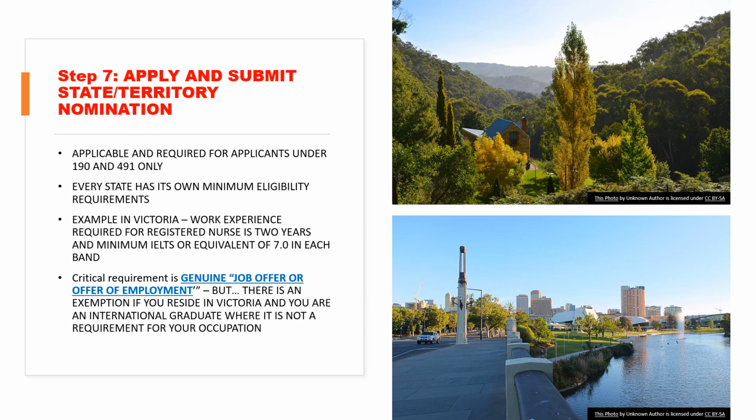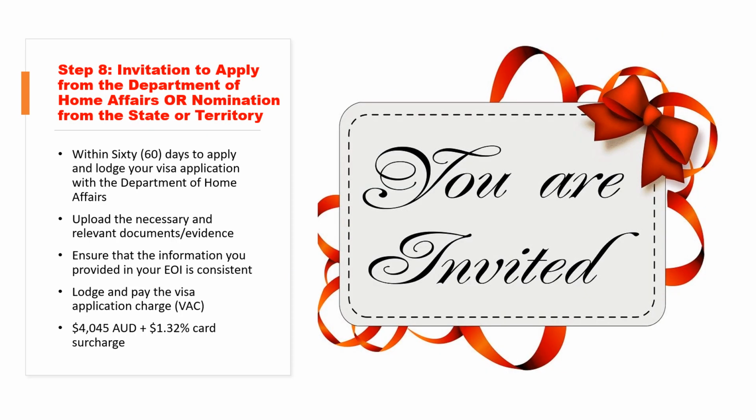Be mindful on this part because I have seen a lot of applications under subclass 190 and 491 wherein the applicant or the agent failed to apply and submit state or territory nomination. Finally, step 8. Once your EOI is submitted, you wait for the invitation or nomination either from the Department of Home Affairs or the state or territory government.